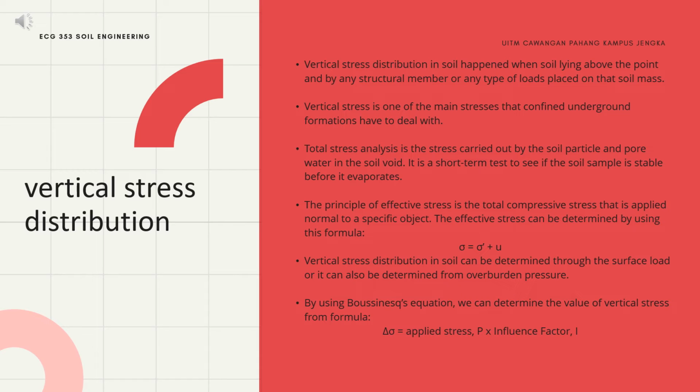Vertical stress distribution in soil can be determined through the surface load, or it can also be determined from overburden pressure. By using Boussinesq's equation, we can determine the value of vertical stress from the formula. Vertical stress equals the applied stress, which is 100 kilopascal, multiplied by the influence factor.